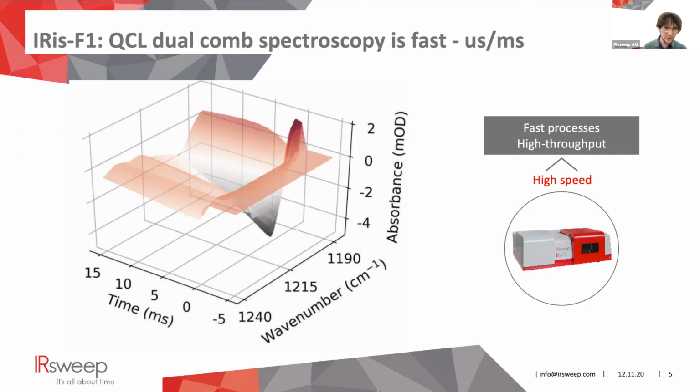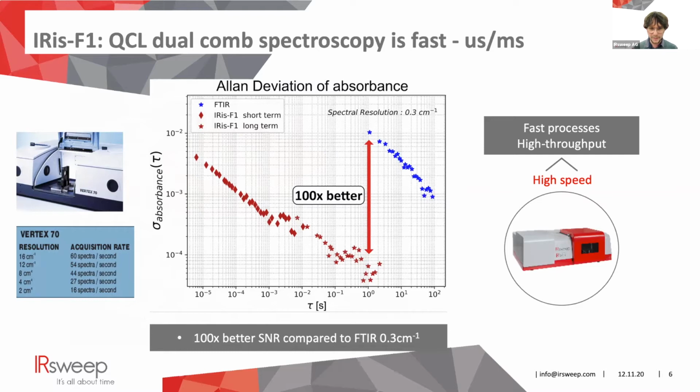But the speed not only gives you the advantage of seeing new kinds of spectroscopy, it also gives you an advantage when you talk of signal to noise, because you have the opportunity to average your signal over a long time. So even if your experiments are in the millisecond or second range, you will profit from a better signal to noise ratio compared, for example, to an FTIR. You get about 100 times better signal to noise ratio. We benchmarked a Vertex 70 against the IRsF1.